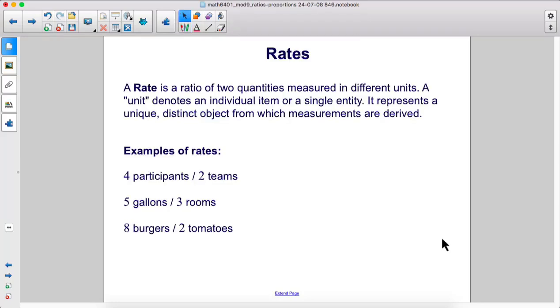Rates. A rate is a ratio of two quantities measured in different units. A unit denotes an individual item or a single entity. It represents a unique, distinct object from which measurements are derived. Here are some examples of rates. 4 participants to 2 teams, 5 gallons for 3 rooms, 8 burgers to 2 tomatoes.